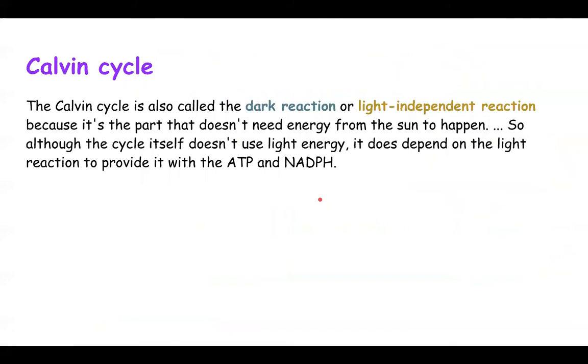Next, we have the dark reaction, light independent reaction, or the Calvin cycle. Now, this reaction doesn't need energy from the sun, but this can only occur if the first part has taken place. So this reaction doesn't proceed without ATP and NADPH. These two are only synthesized if the first part, that means the light dependent phase, has taken place.